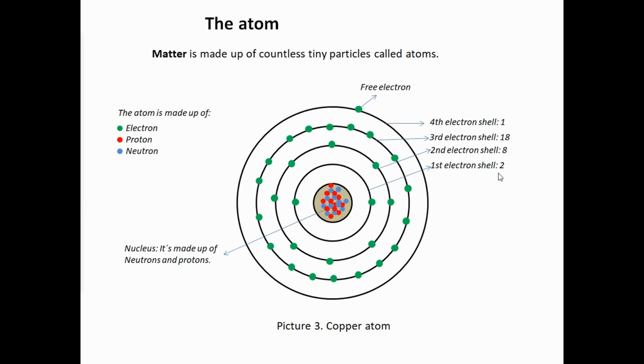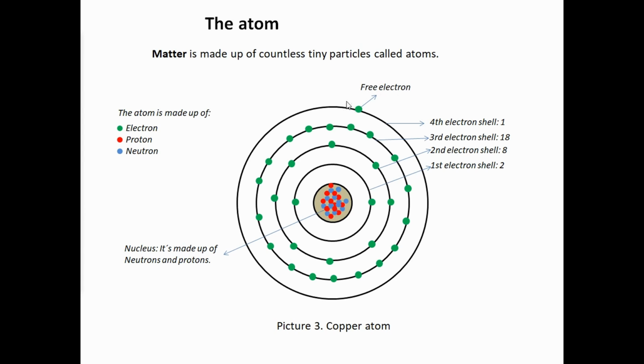In the first shell, it has 2 electrons. In the second, it has 8 electrons. In the third, it has 18 electrons. And in the last one, it has only 1 electron. This electron is special. It is called a free electron.